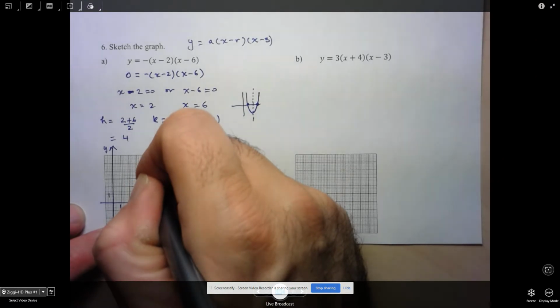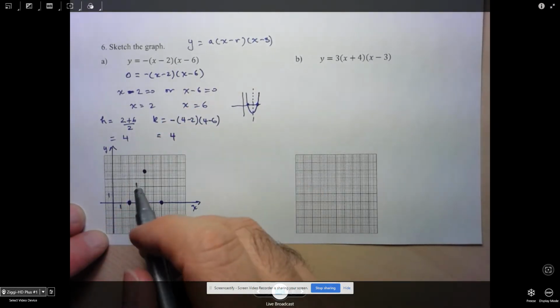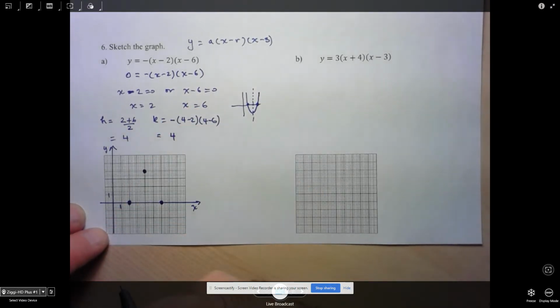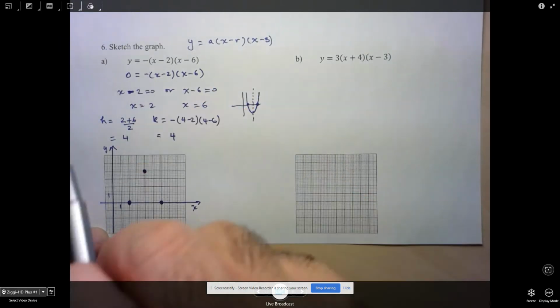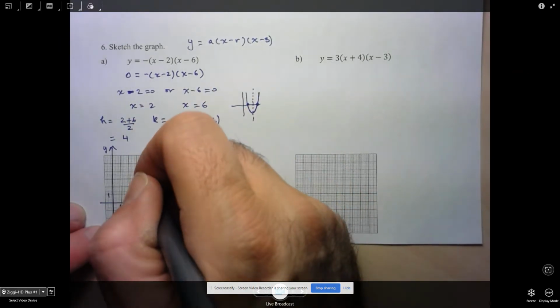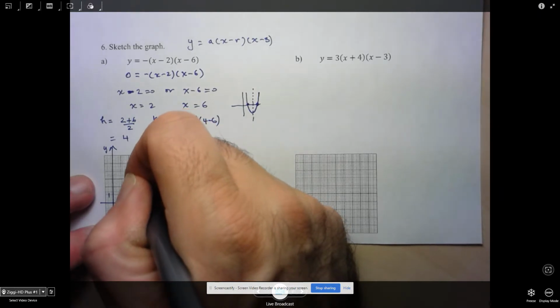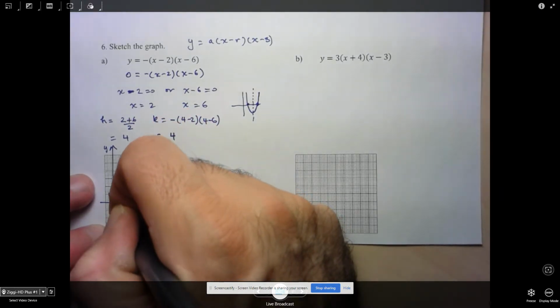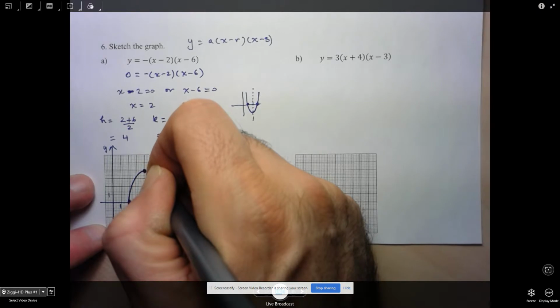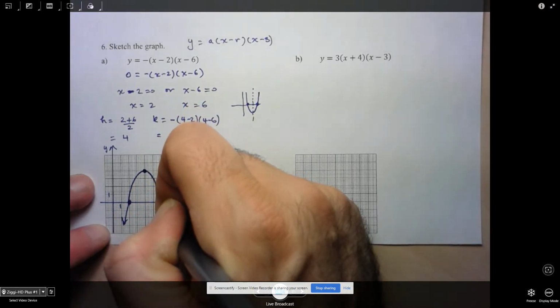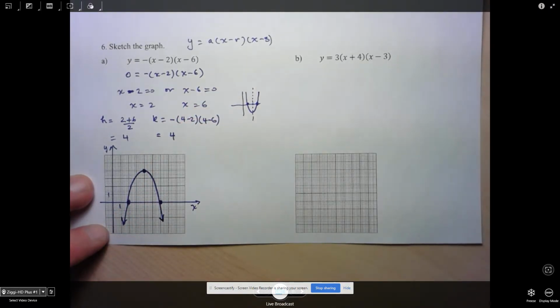Okay, and then from here, of course, I can see it just by the picture, but I also know because of the negative a value that this is going to be a parabola going downwards. So we're going to try to carefully draw it so that it looks pretty symmetrical on either side. Not the nicest parabola, but it'll do. Okay, and that's a good enough graph here.